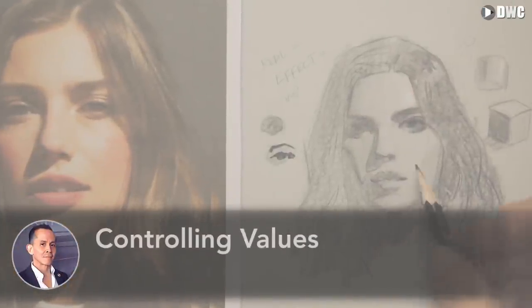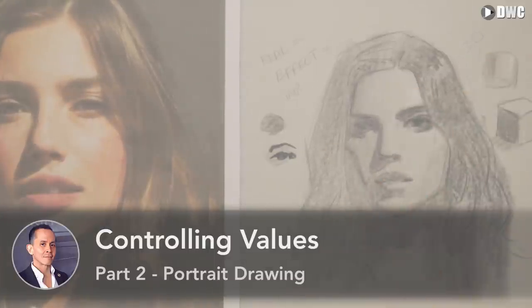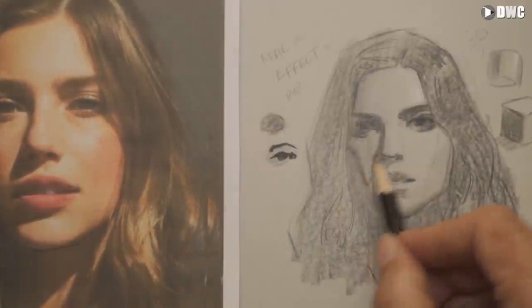My name is Chris Legospi, and today we are going to continue the discussion on how to control values. We are going to do portraits today.